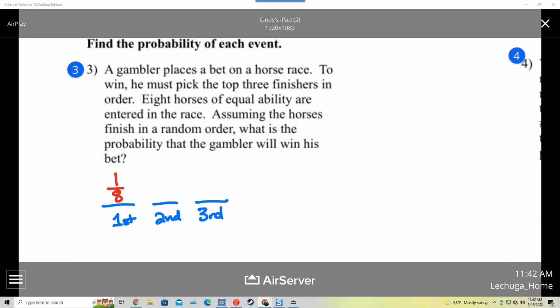Okay. Now that word "and," I want to get the first one, and I want to get the second one, and I want to get the third. And means we are going to multiply. So we're going to multiply that by the probability I get the second one correct.